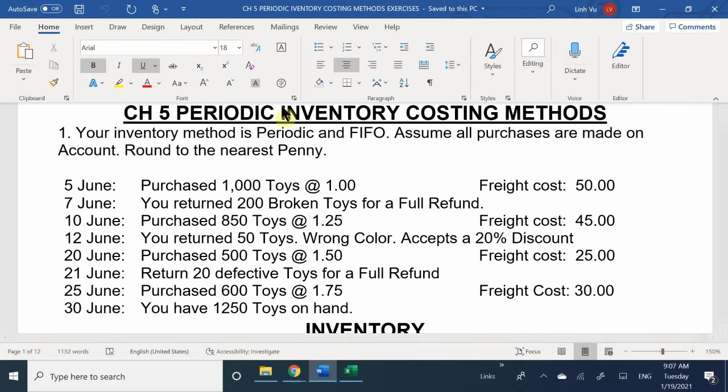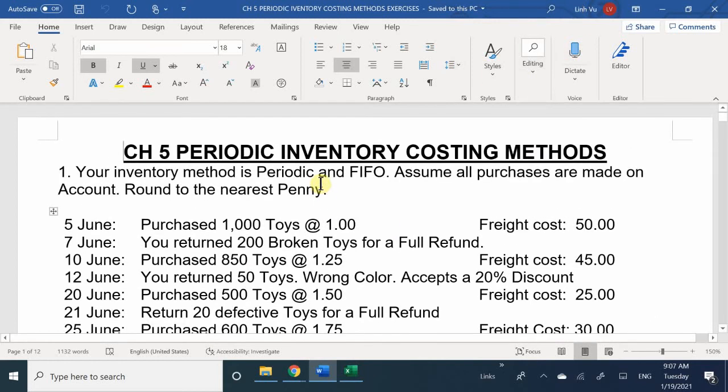Okay, so question number 1, we're going to be looking at your inventory method, which is periodic and FIFO. Assume that all purchases are made on account, and round to the nearest penny. That's going to happen towards the very end. Let's also practice journalizing, just for the first month, so you can recognize how the flow of transactions is going to happen.